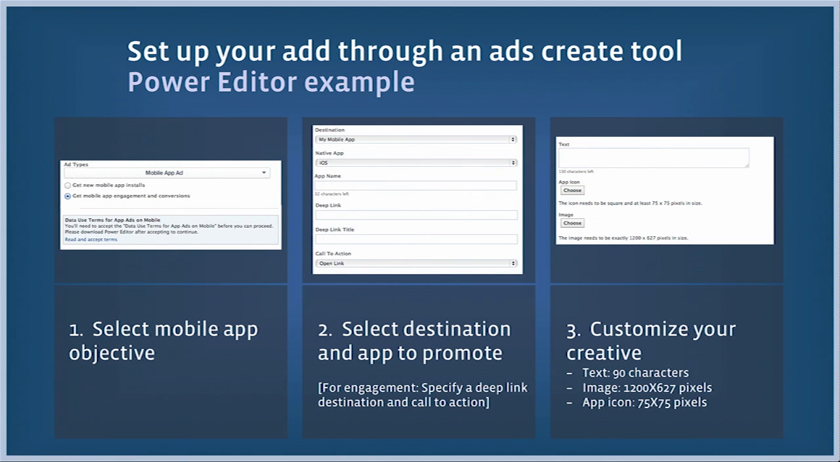In the Power Editor, you go and select the mobile app objective, and within there, you can again select the destination. For engagement, you can say, this is the specific link that I want users to go to, as well as pick from 7 calls to action, including shop now, watch video, etc. And finally, customize your creative. We'll get into some tips there towards the end of this. So you have your ad started.